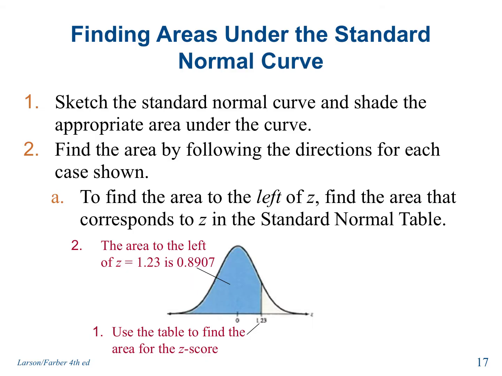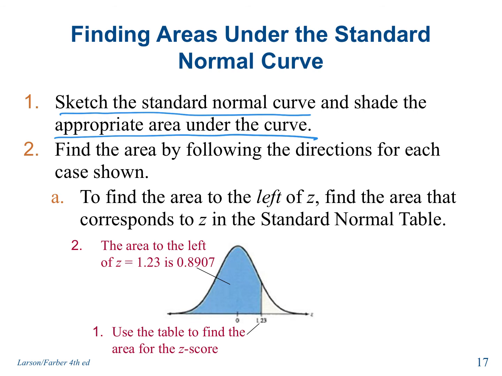All right, so I've been finding areas under the standard curve. I've been taking the z-score they give me and drawing a normal curve, labeling where our z-score is, and then shading to the left of that to show the area to the left of that specific z-score. So this is what we've been doing already. Sketch the standard normal curve and shade the appropriate area under the curve. So shade to the left if they're asking for the cumulative area. If they're asking for the area to the right of it, we would take 1 minus the area to the left. So find the area by following the directions for each case shown.